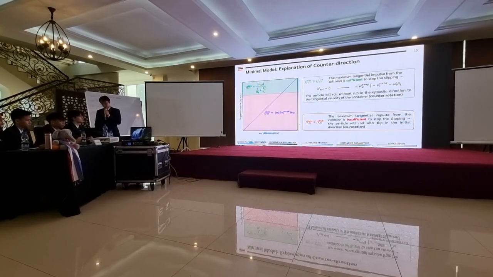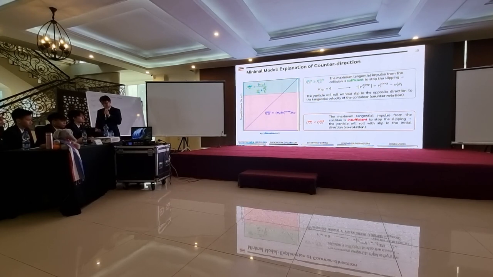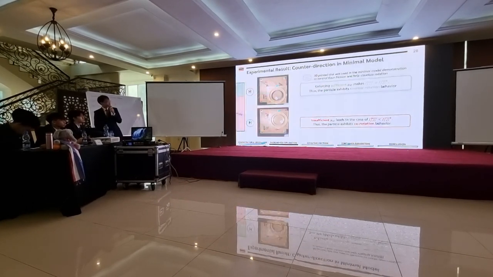Else, if the tangential impulse from the wall is insufficient, the particle will roll constantly in its initial direction, since we only have tangential friction of 40% when the relative velocity is not zero. Therefore, the ball must move in the same direction as the container.